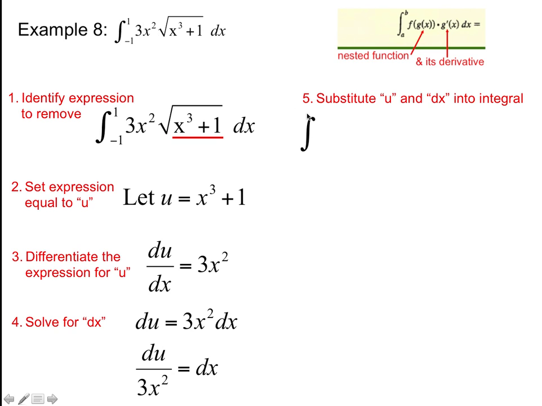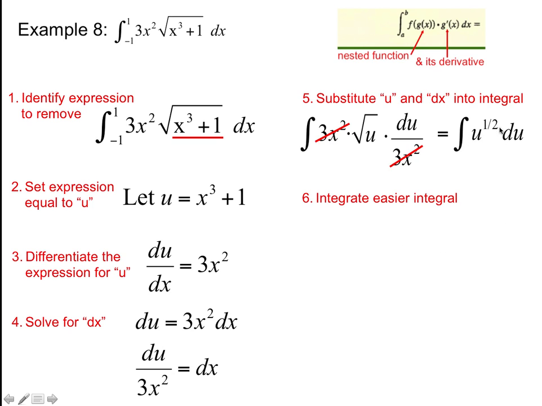So we keep the 3x squared. We keep the radical, but we're going to remove this and replace it with u. And we're not going to keep the dx, we're going to replace that with du over 3x squared. And then if we've done this all right, this relationship between function and derivative is that derivative is going to cancel, and we're going to be left with evaluating the square root of u du, which is the same as u to the 1/2 power.